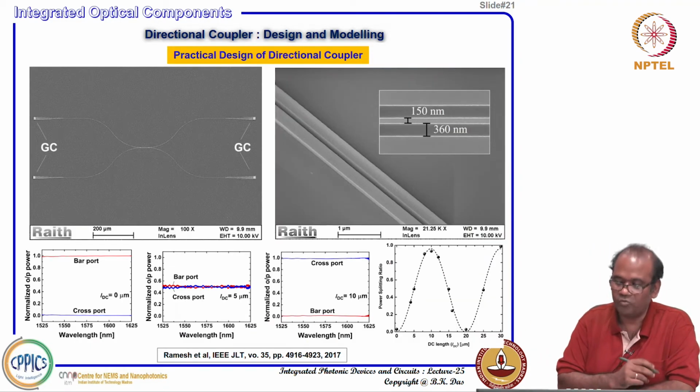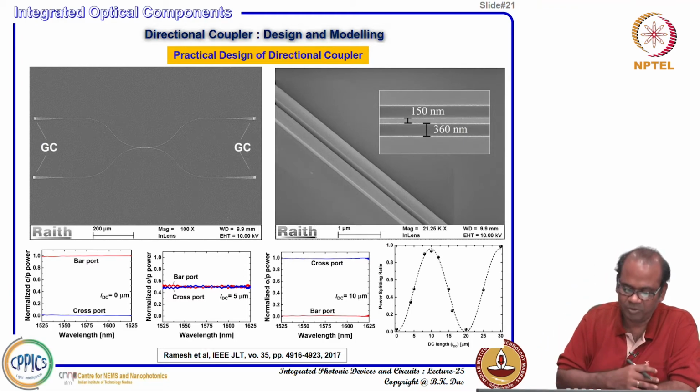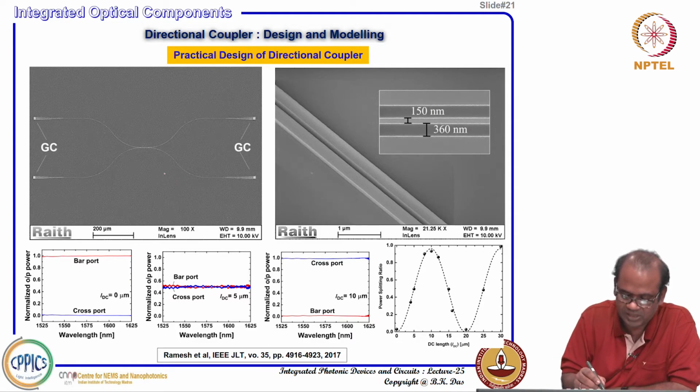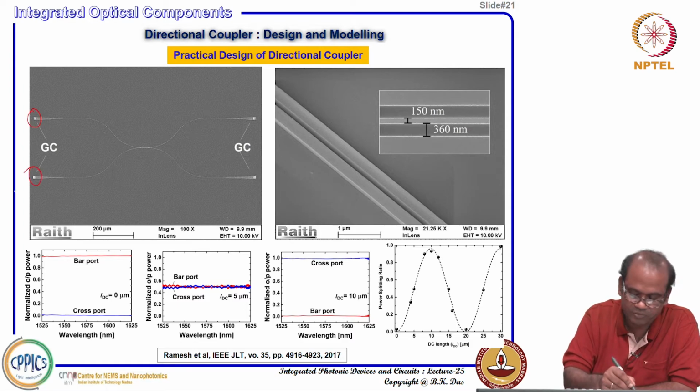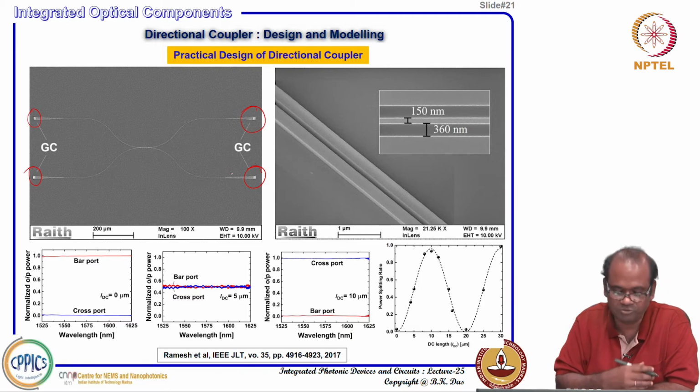Fine. So, now I will show some experimental results based on this design, and this type of device fabricated here at IIT Madras using our Nano Center for NEMS and Nanophotonics. You see here, this is a directional coupler, a simple directional coupler design. This is 2 by 2, 2 input ports, and this is 2 output ports. You can also use it vice versa.